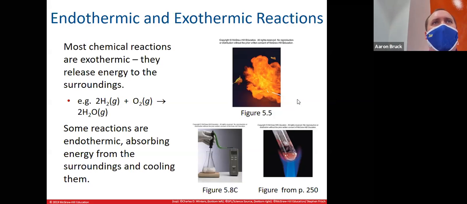And so physical processes, things like melting, things like boiling, those are far more common endothermic processes than what we see in a chemical reaction. Endothermic chemical reactions are by far less common. Any questions on endothermic and exothermic and the difference between them?